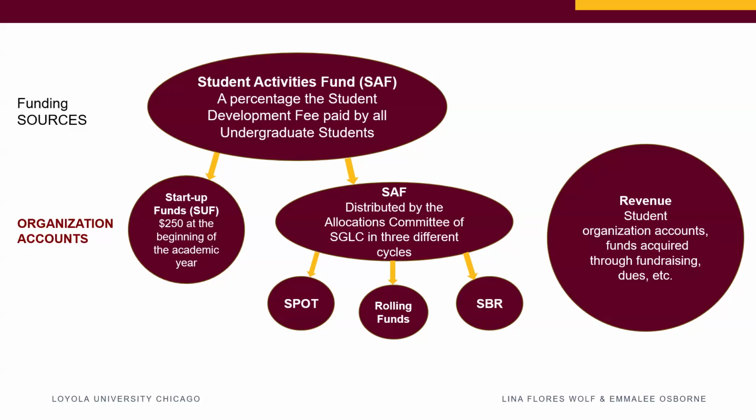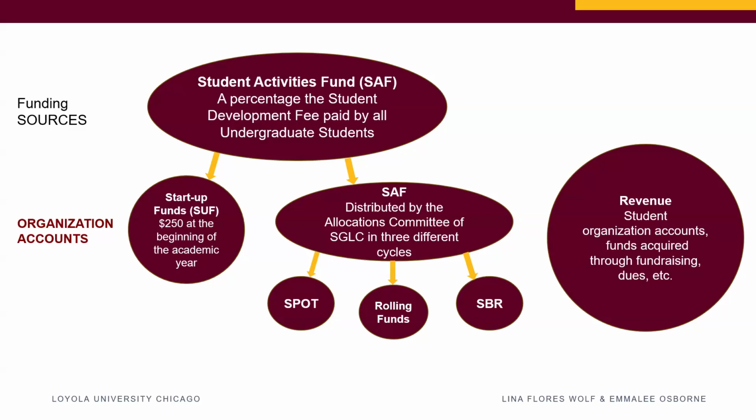These student organization accounts have funds that can be acquired through fundraising, if you collect dues at the beginning of the year, and things of that nature. What's important to note about revenue is that these are funds that are owned by the student organization, that the student organization can utilize for most requests. Obviously with some limitations, but organizations can utilize this for merchandise and things of that nature. And these funds roll over. So if your organization has access to these funds, we do encourage you to use them, but they also will be saved for the following years.